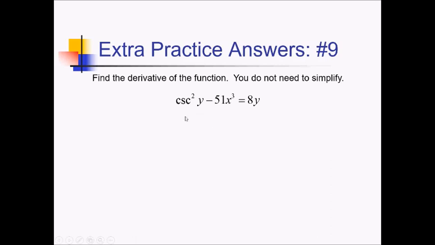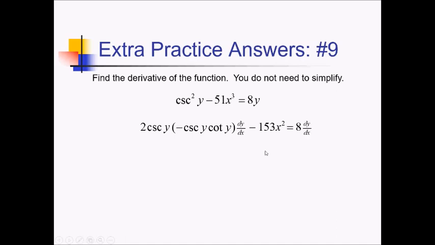So going left to right here, we have a little bit of a chain rule anyway with this first term. This is something squared. The derivative of that is going to be 2 times the something to the first, so 2 times cosecant of y. But now we have to multiply by the cosecant of y's derivative. That's going to be negative cosecant of y cotangent of y. And then we have to multiply by the derivative of y, which is dy over dx. All right, so the next one we have minus, using the power rule, minus 153 x squared. And over here on the other side, this is going to be 8 dy over dx.